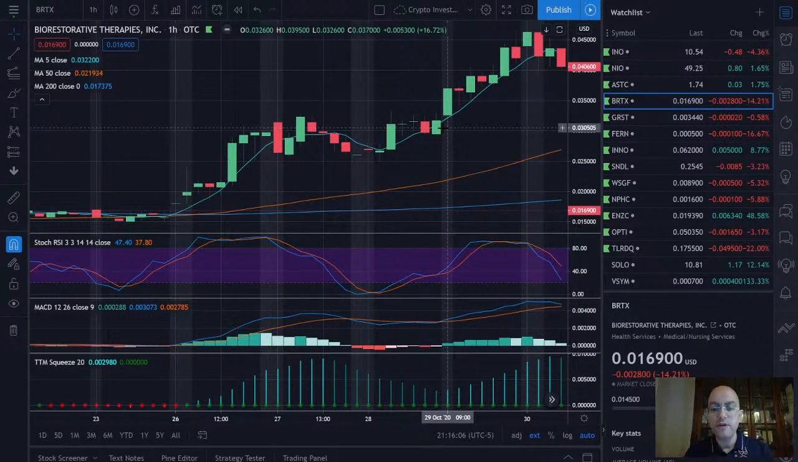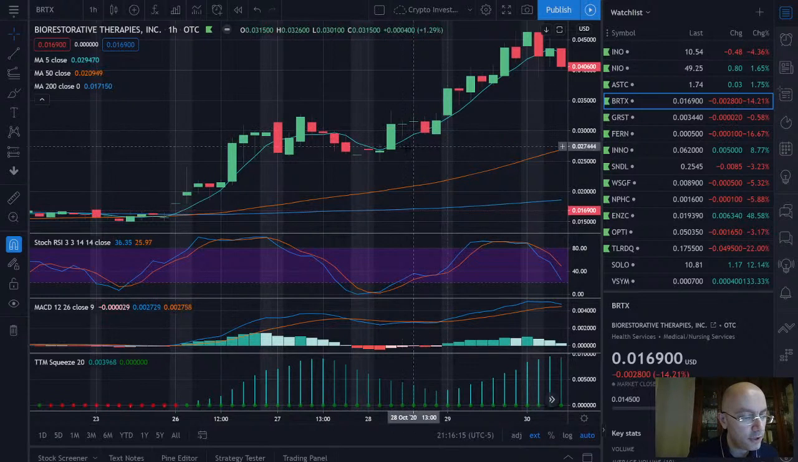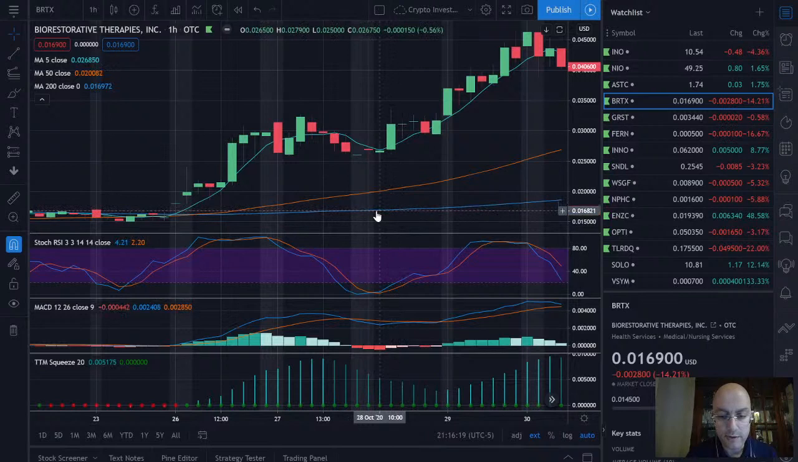So the next one is what we call a hammer. You probably heard of this, a hammer or a hanging man. These are normally little bodies and long wicks. Let me find you an example, which is October 26th, 11 a.m. Okay, perfect. Since it's red, it's a hanging man.